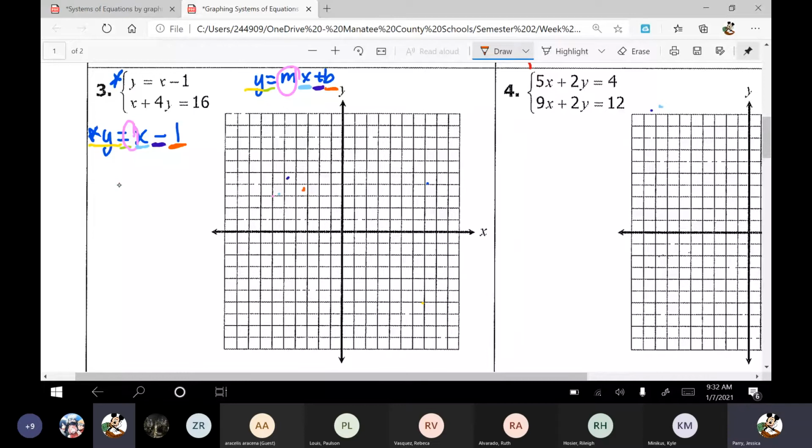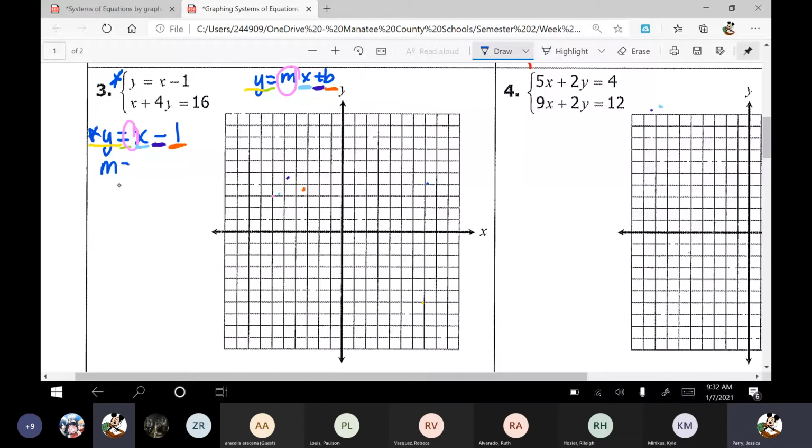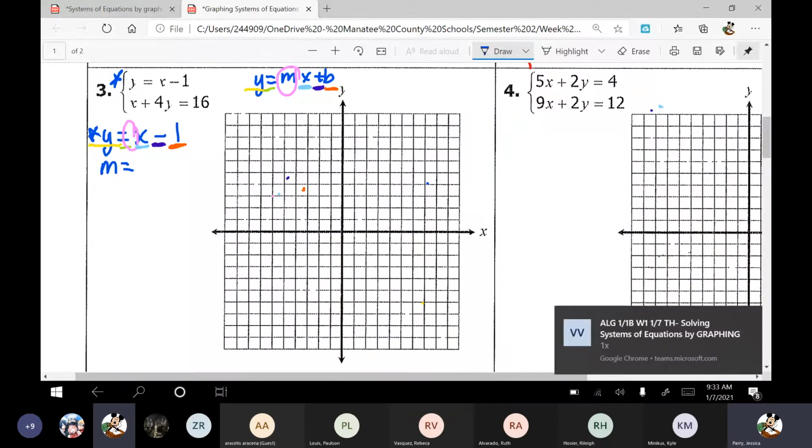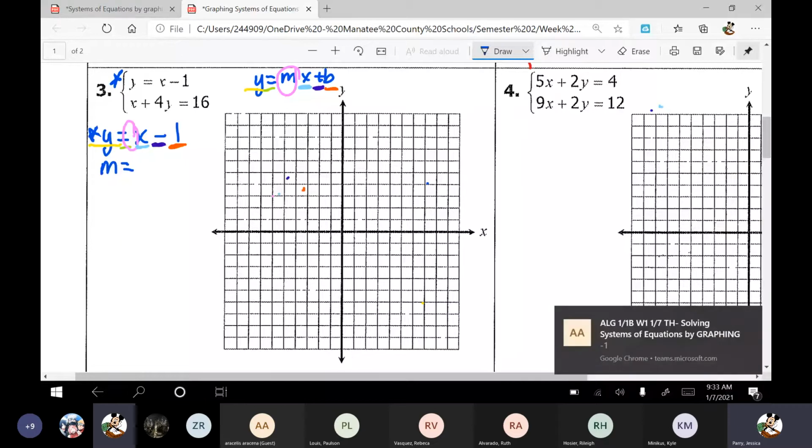So let's go ahead and write out our m equals, b equals. What's our m here? What is the m, our slope? Go ahead and write that in the chat, please. What is our slope m for this first equation, y equals x minus 1? Our slope m. What is m? Same spot as m.